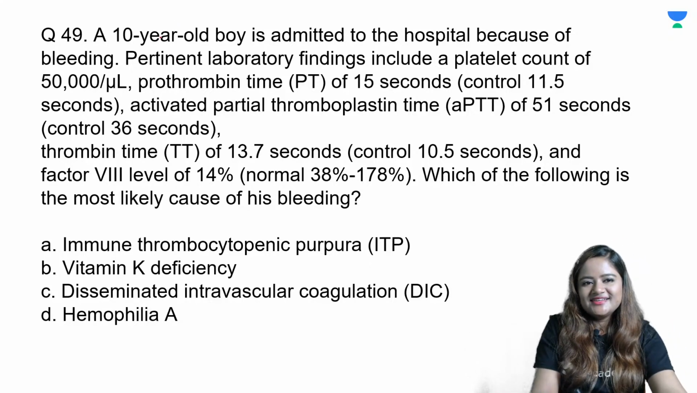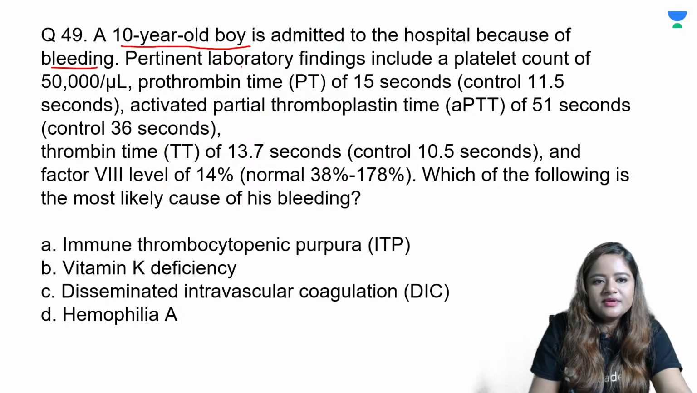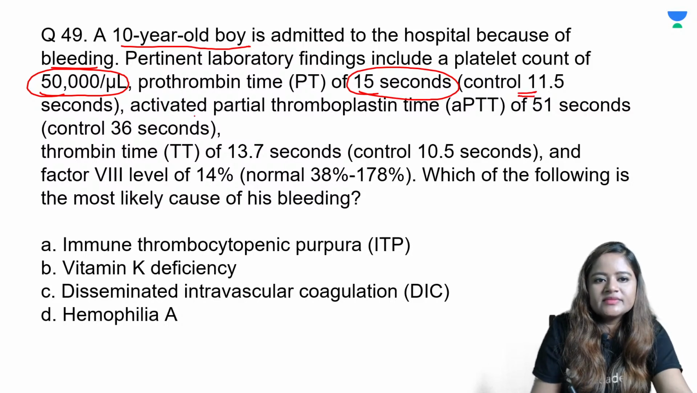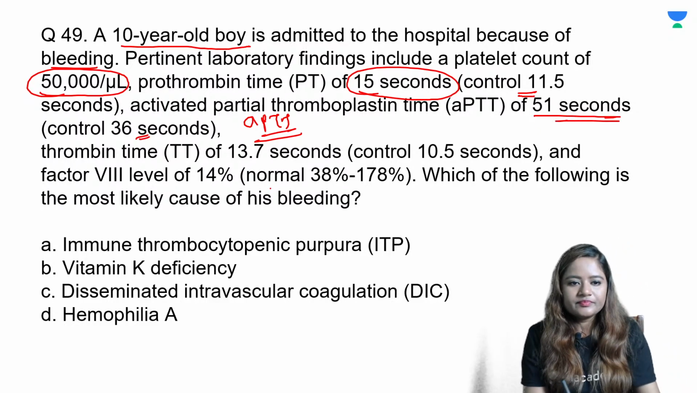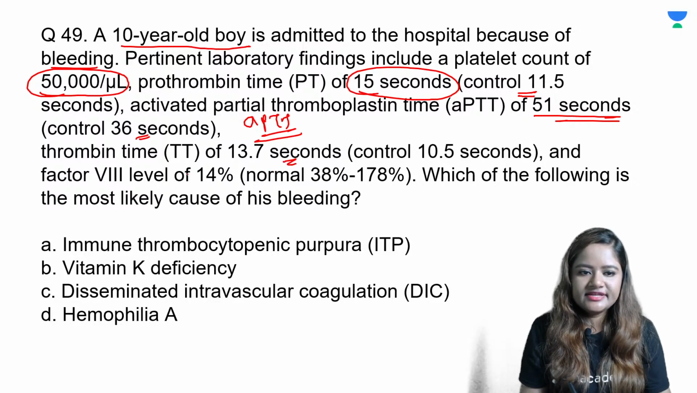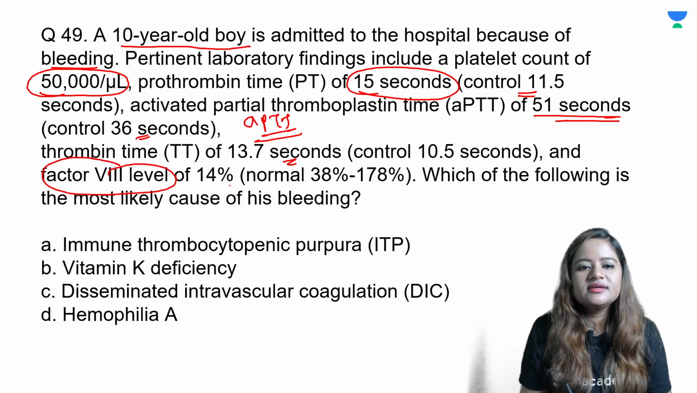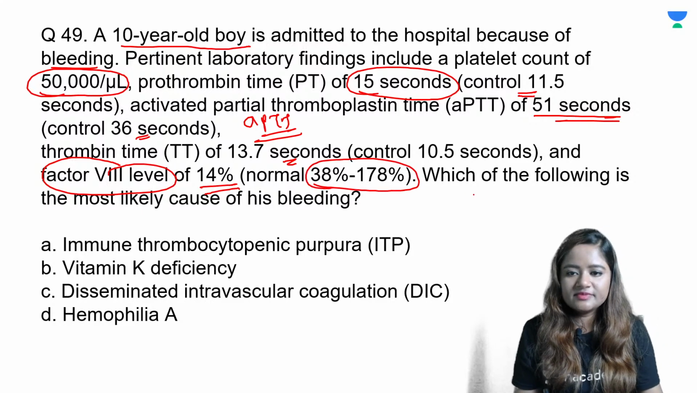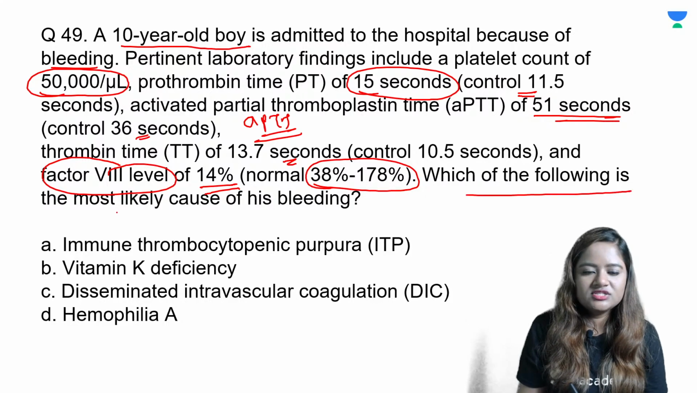Second last question. A 10-year-old boy is admitted to the hospital because of bleeding. The laboratory findings include that the platelet count is 50,000. The prothrombin time is 15 seconds, which is increased as compared to control. The APTT is also 51 seconds, that is increased than the control. Okay? The thrombin time is also mildly deranged. Factor 8 level is 14%, whereas normally it should be 38 to 178%. Which of the following is the most likely cause?